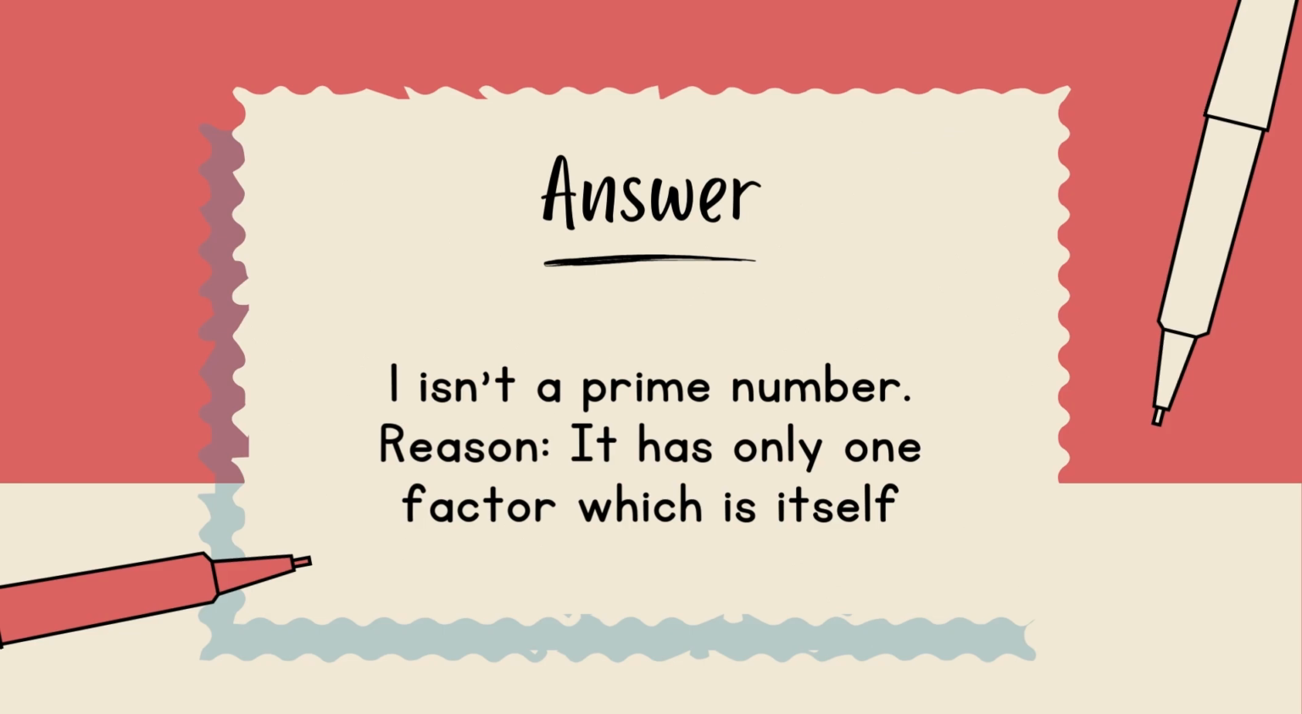The answer is no, 1 is not a prime number. The reason is that 1 has only one factor, and that factor also happens to be itself. So 1 does not fit into our definition of a prime number, which says that a prime number has two factors, which is itself and 1.